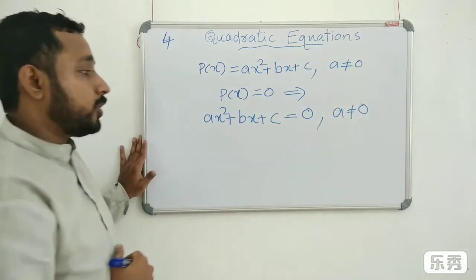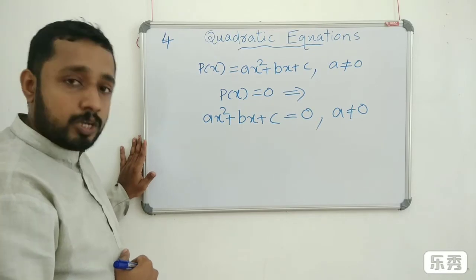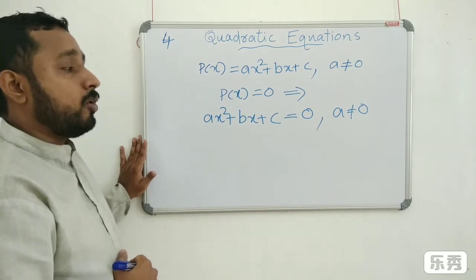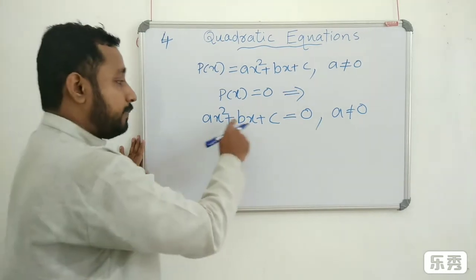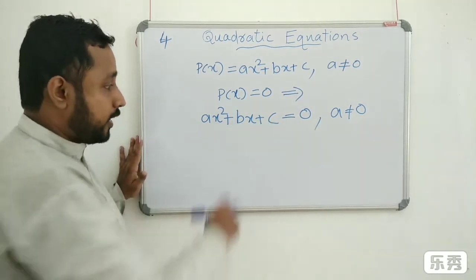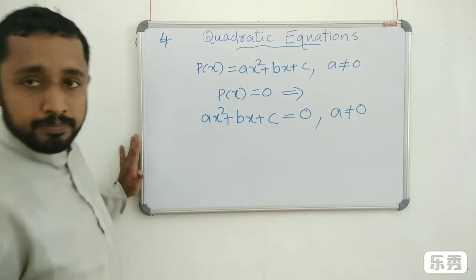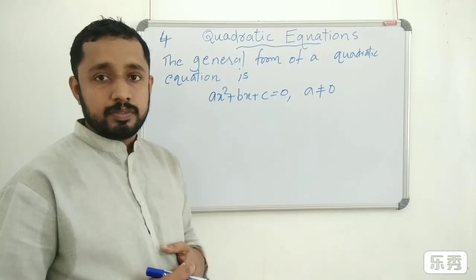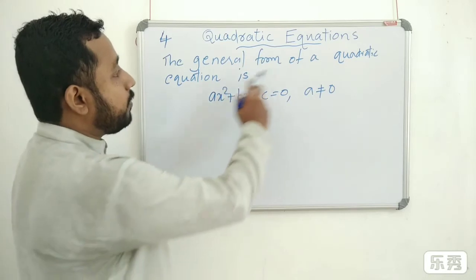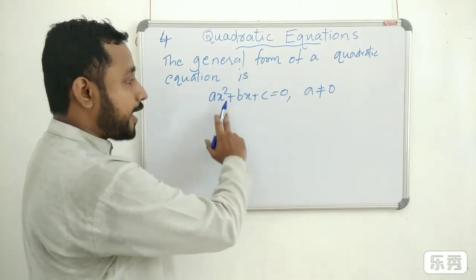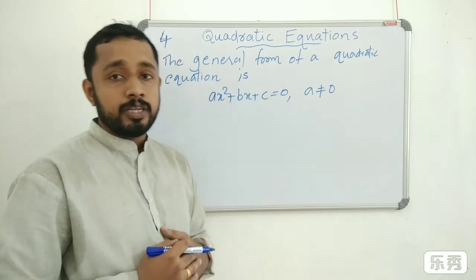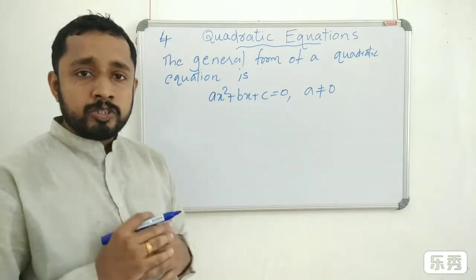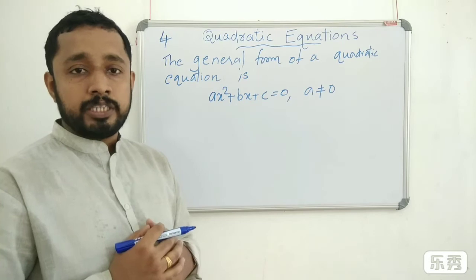That is, ax square plus bx plus c is equal to 0, where a not equal to 0, is the general form of a quadratic equation. A, b, c are real numbers and x is the variable. Now I am going to write some examples of quadratic equation.